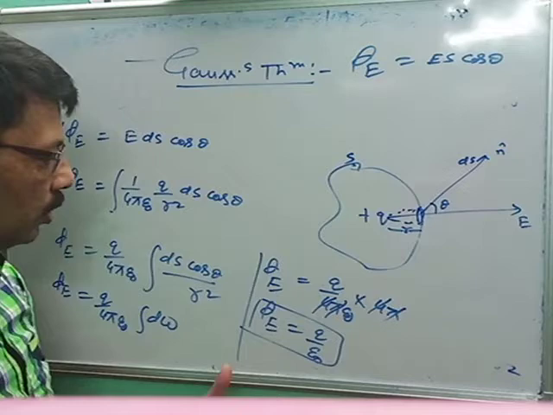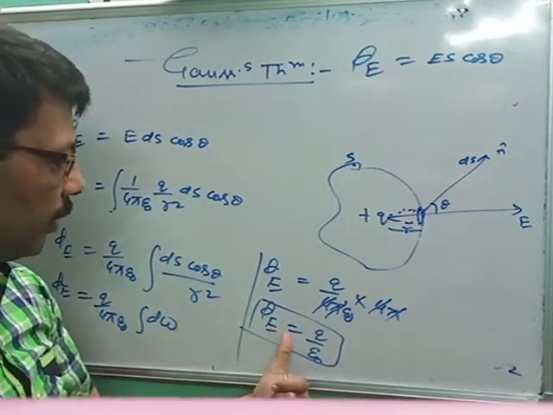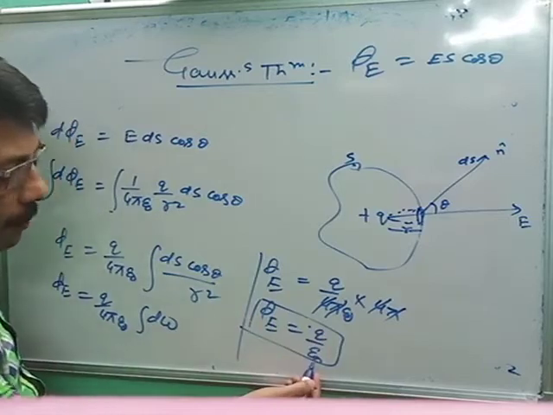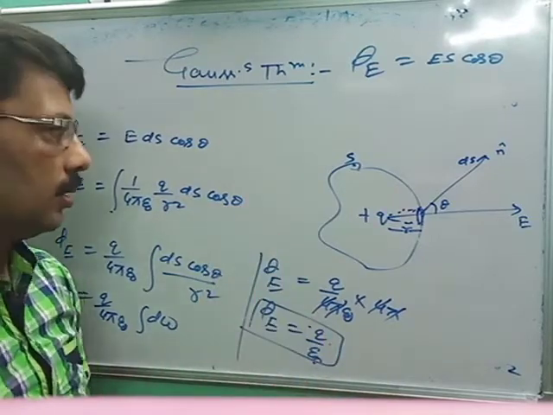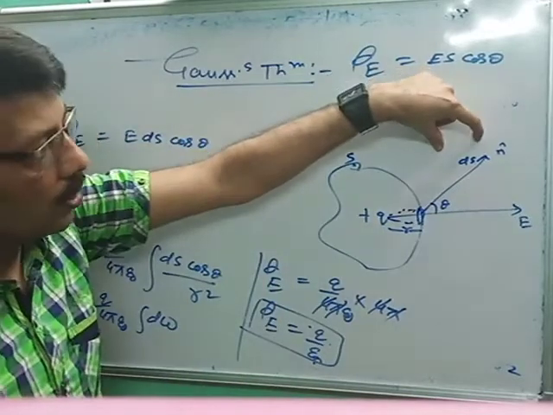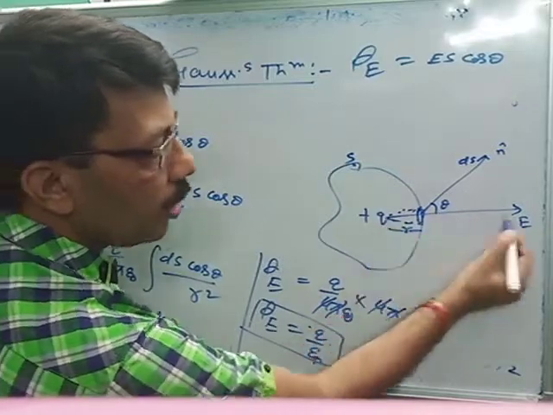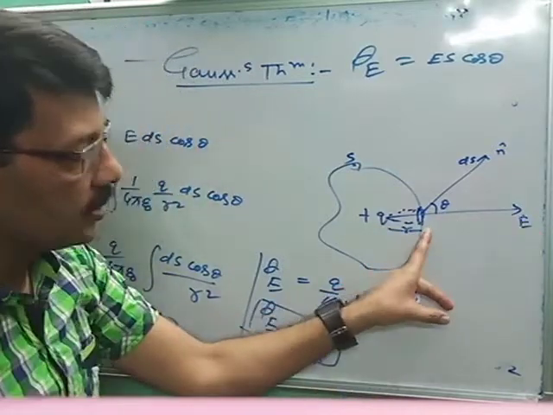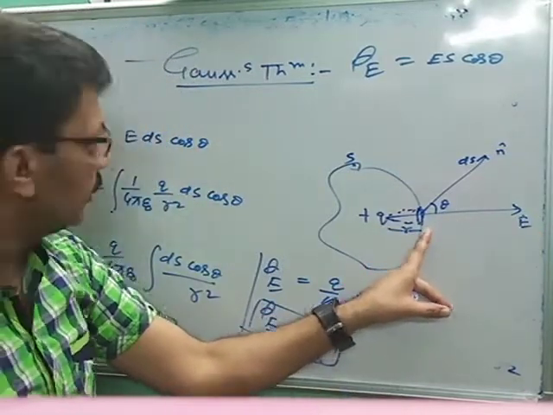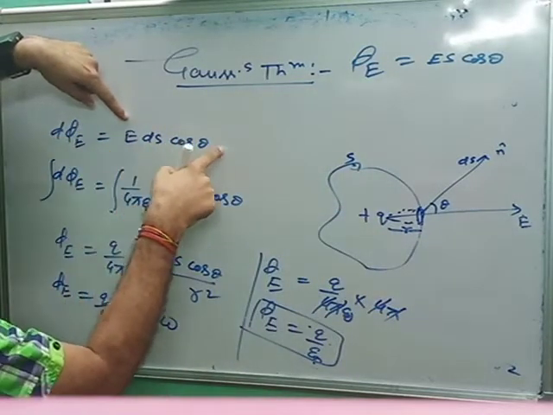So what is the Gauss theorem? Total flux passing through any closed surface is equal to 1 upon epsilon naught times the total charge. Once again, suppose any surface is S. Its Gaussian surface element is ds, making angle theta with the electric field, directed away from the positive charge. So the flux through the Gaussian surface is d phi E equal to E ds cos theta.